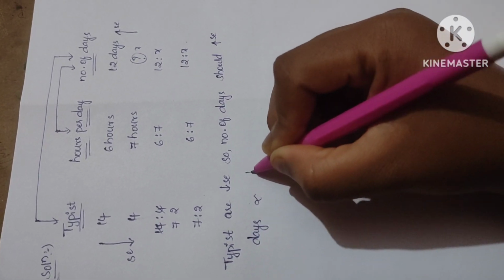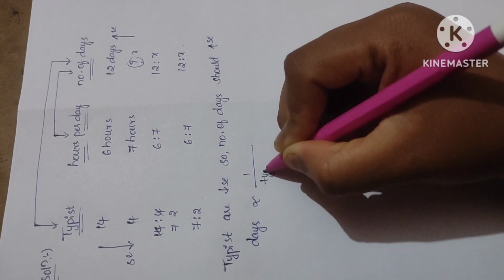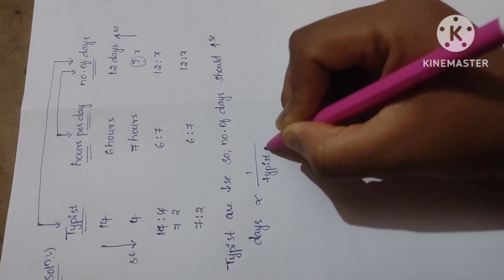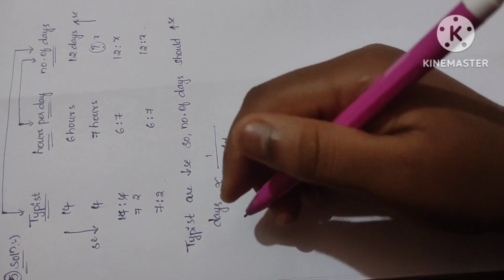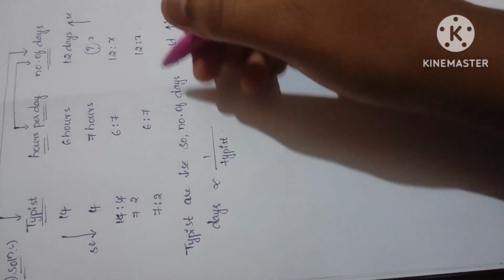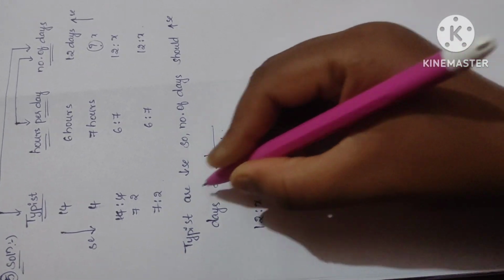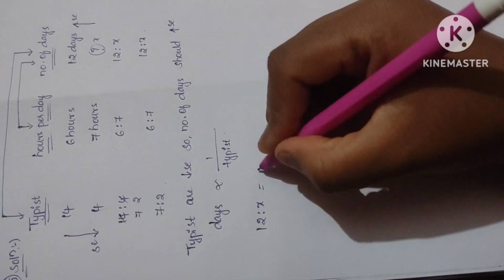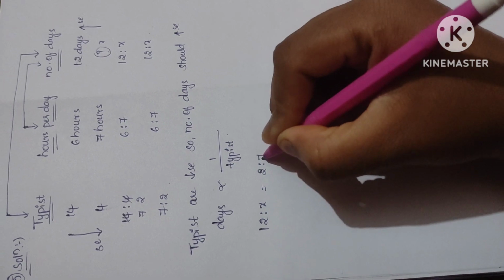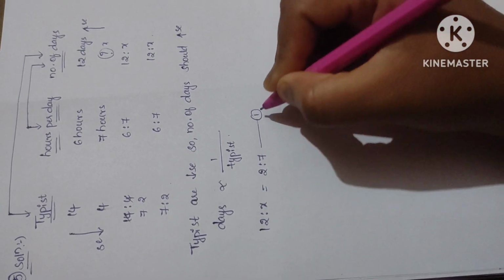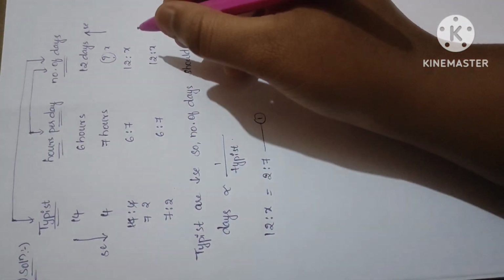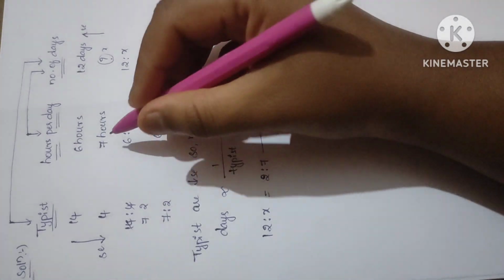Here typists are nothing but men only, no? If men decrease, the number of days should increase. So what do we have to write here? The ratio of days and the ratio of typists. The ratio of days is 12:x, equal to the ratio of typists 7:2, but it is in inverse proportion. So we have to write the reciprocal ratio of 7:2, that is 2:7. Let's take it as equation 1.